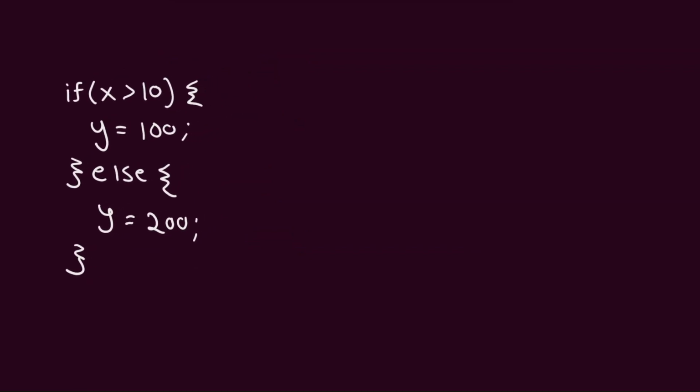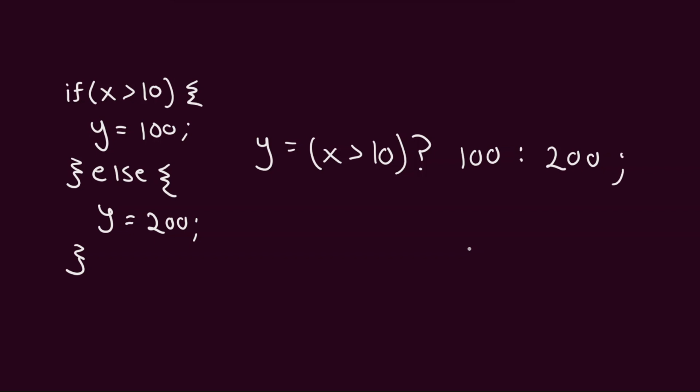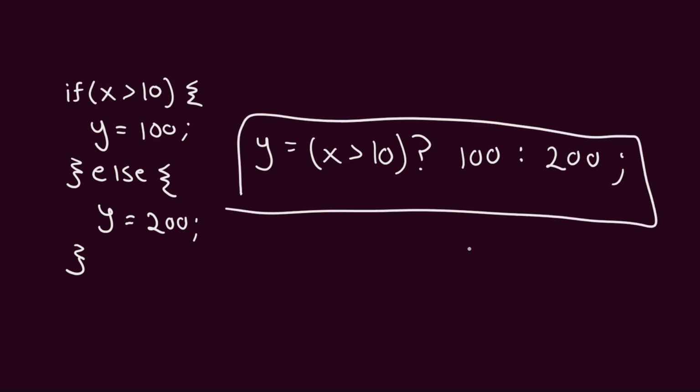Now, what if we can shorten this into one line? Well, it's actually possible. This is the format. We'll have y, because y is what we want to change. It's going to be equal to, so we write down the condition. The condition is x is greater than 10. And then we write down a question mark. Then here, we write down what we return if it's true, and then what we return if it's false. And that's how we can shorten this code up.